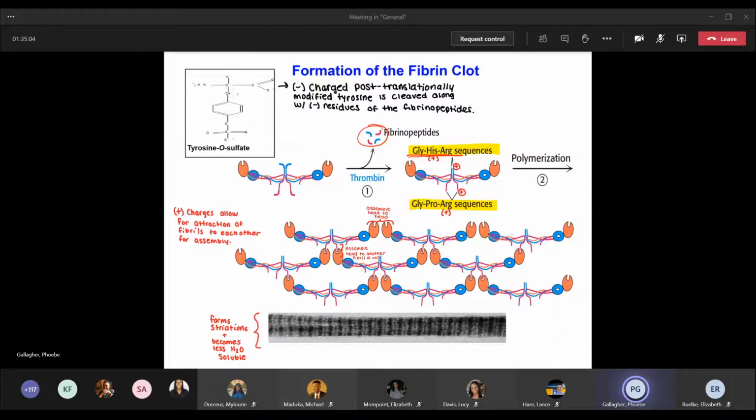So you've got a mixture of positive and negative charges instead of just all being negative charges. That allows these positive charges to help this formation occur. So you'll have the polymerization of all of these fibrin molecules, and they'll assemble either head to head or head to tail like this. This is the same idea that we talked about with collagen, where they form this staggered assembly, and because it's staggered, it's going to form these striations. So it's very similar to collagen.